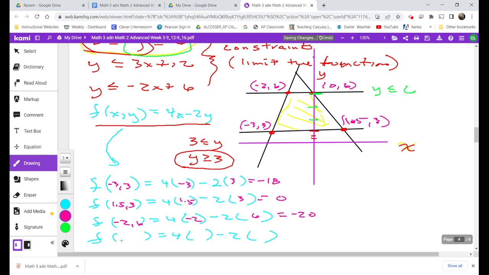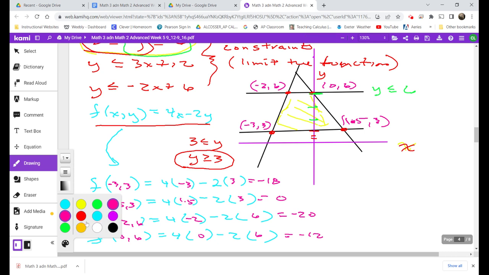And so then I have one more to do, which is my 0 and 6. Put 0 in, do 6. This becomes 0. Negative 2 times 6 is negative 12. And so I end up with 4 values here.